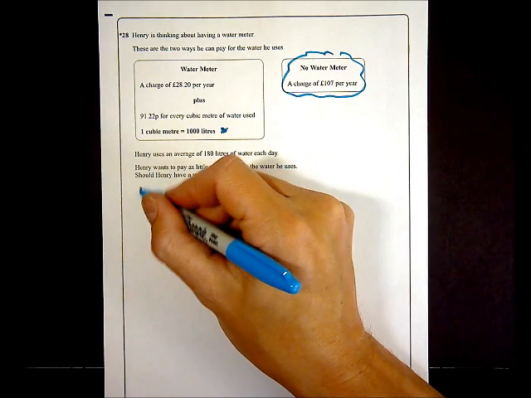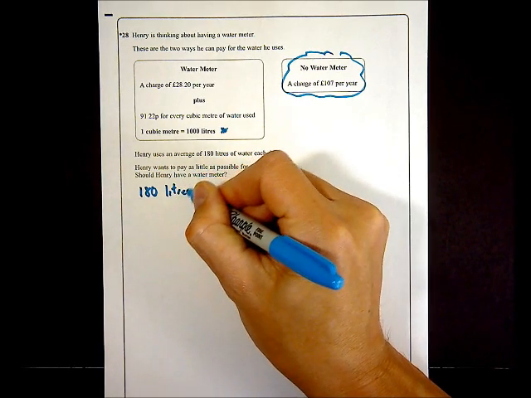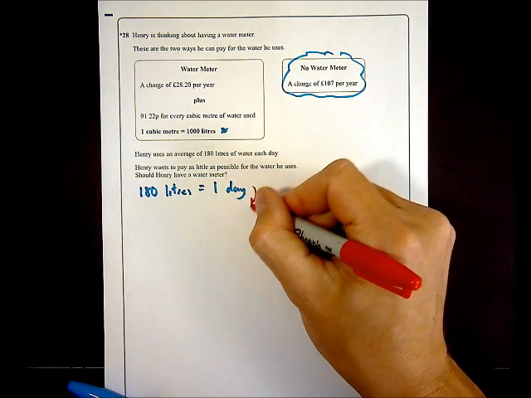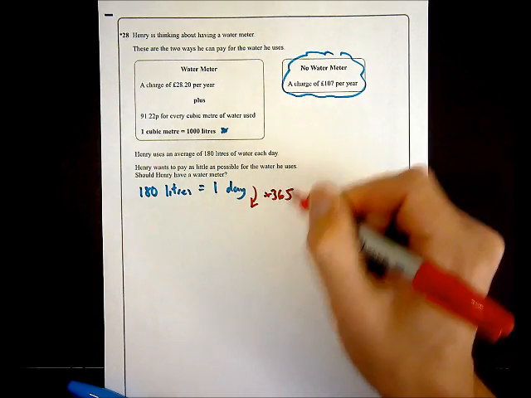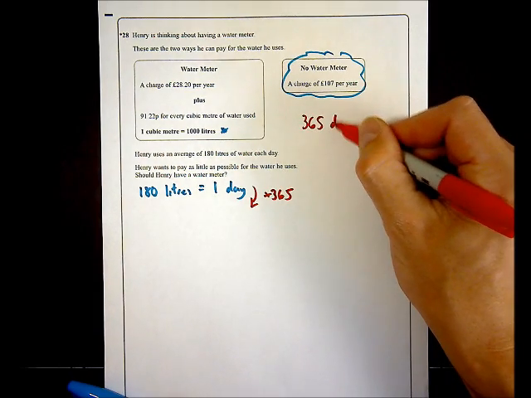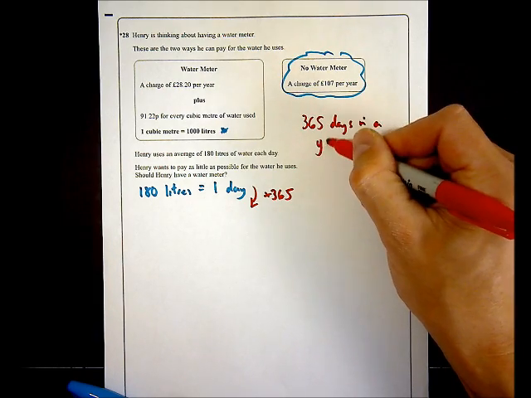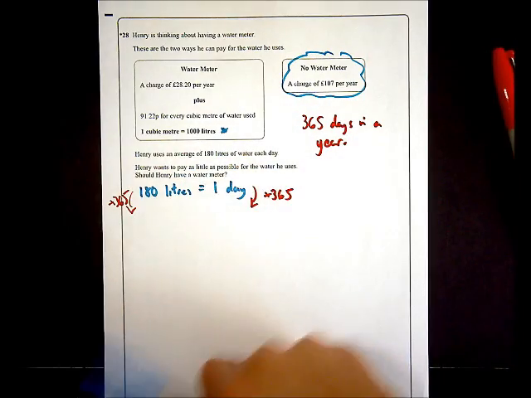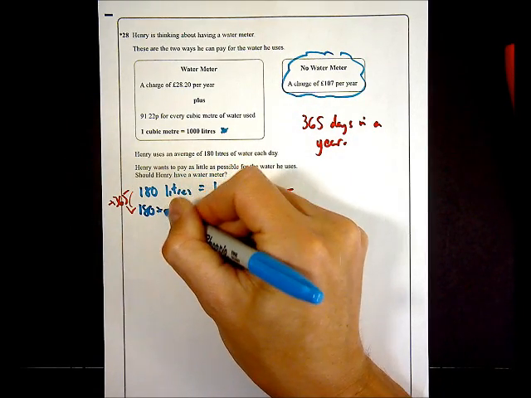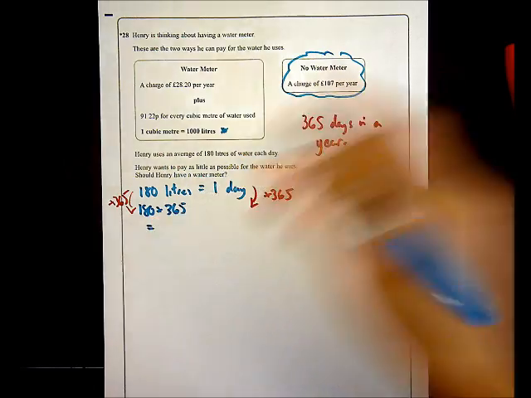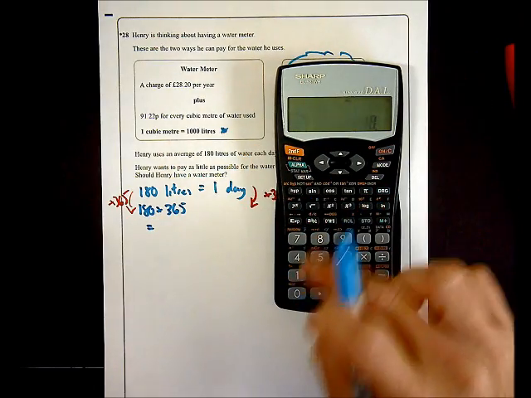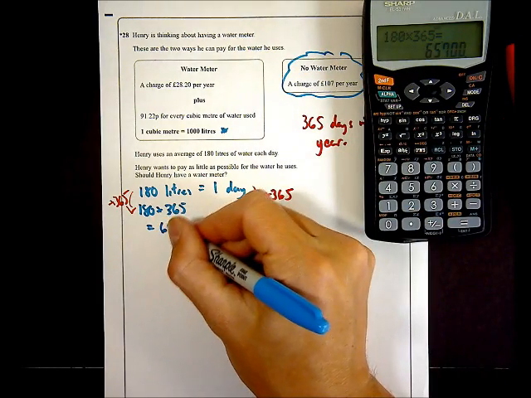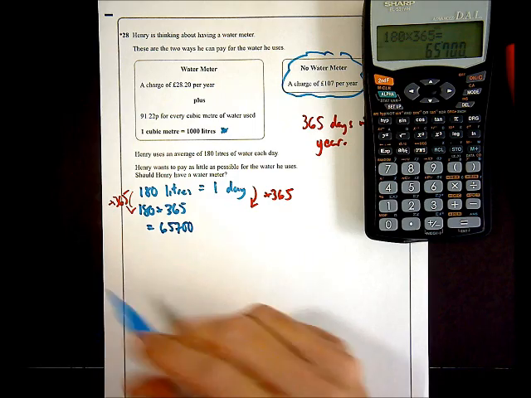So he uses 180 litres in one day. Now this is per year, so I'm going to turn this into a year by multiplying by 365, and that's because there are 365 days in a year, and you're expected to know that. So I'm going to times 180 by 365 as well. So if I do 180 times 365, on my calculator I'm going to get 65,700.